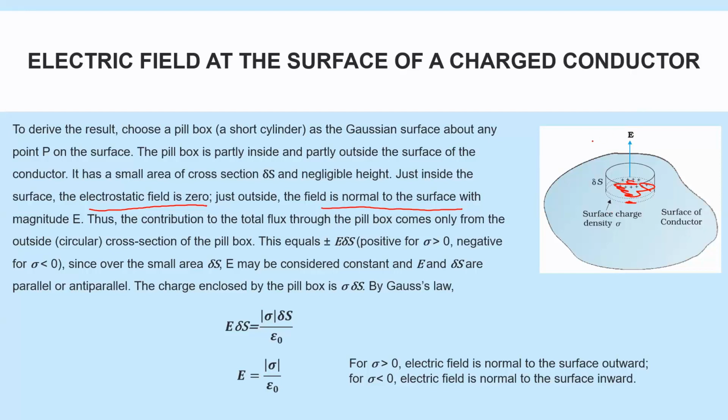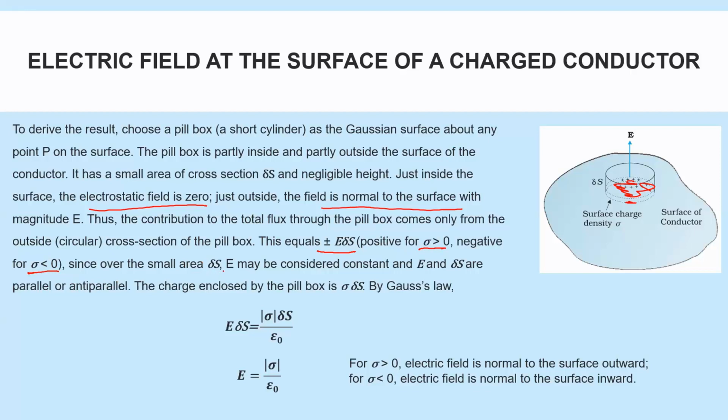As you know, flux is E into del S, or E into area. So we find that the total flux through the Gaussian surface that we are considering is plus or minus E del S. If your surface charge density is more than 0, it is going to be positive. If your surface charge density is less than 0, or negative, the flux is going to be negative.